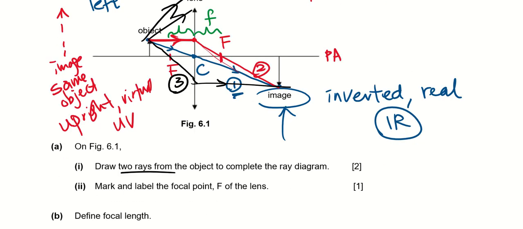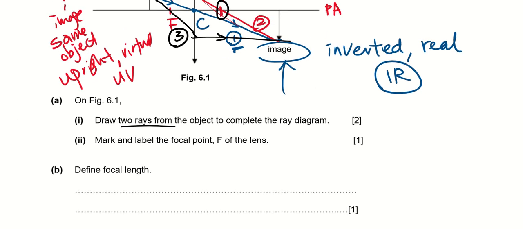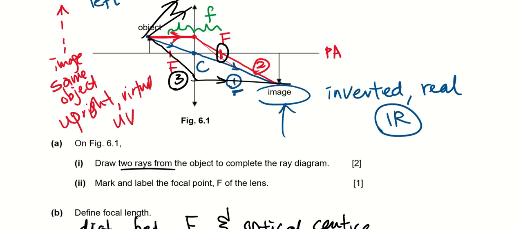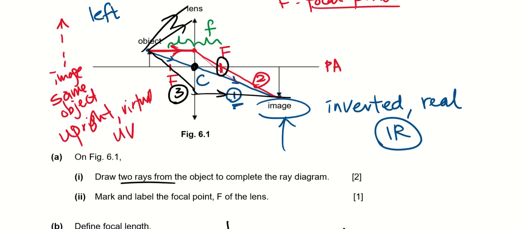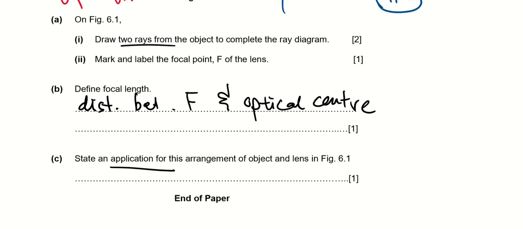Draw 2 rays from the object. Mark and label the focal point. So this is the focal point. Done. Define focal length. So it's the distance between the focal point and the optical center. Okay, where's the optical center? It is where the lens and the principal axis intersect.